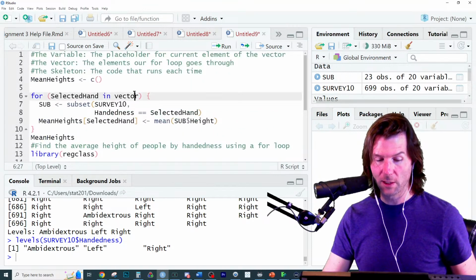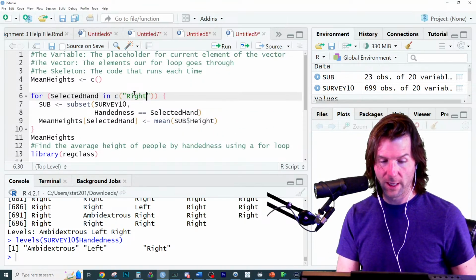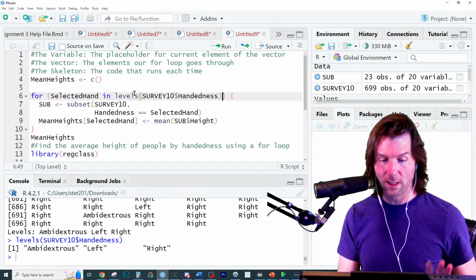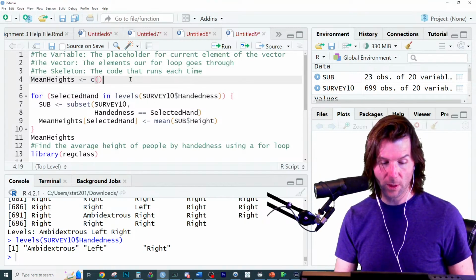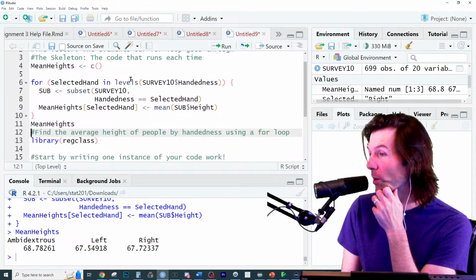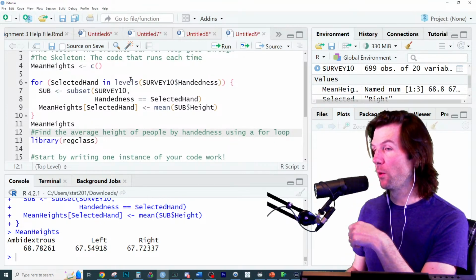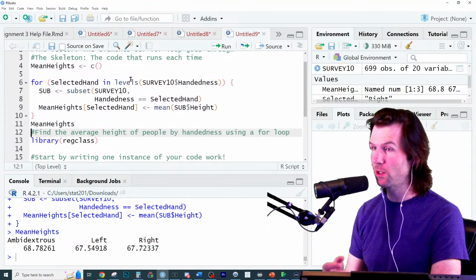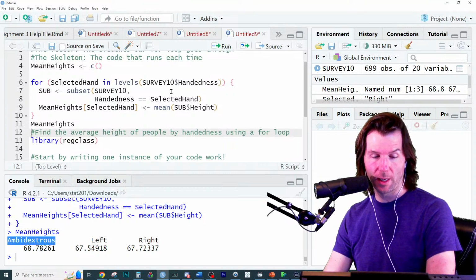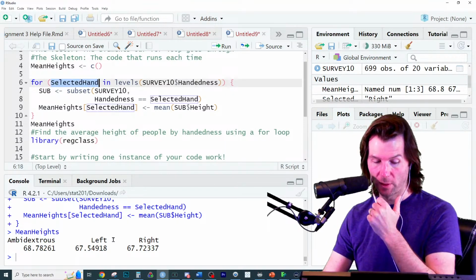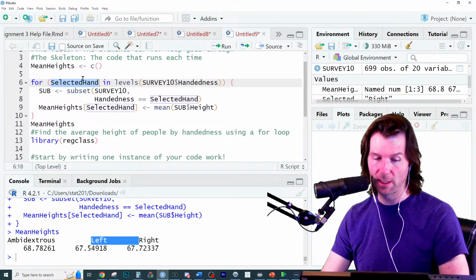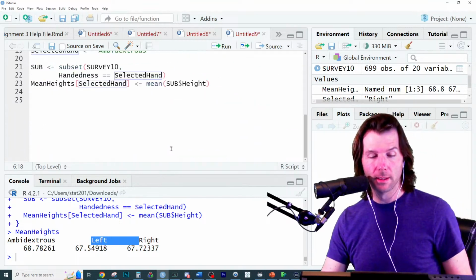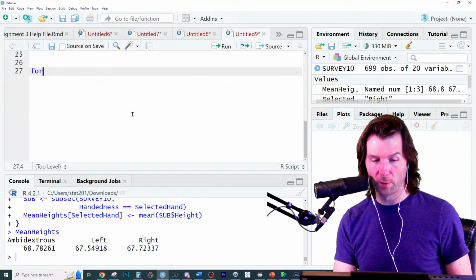So when my for loop runs, I could just go here and do this. I could say right, left, but why not just input the levels? Why not input this right here? And then guess what? It works. So this did all the work for us and did it individually by cycling through and changing it. The first time this runs, it input ambidextrous right here for selected hand and ran the code. The next time it ran, it input left-handed for selected hand and ran the code because it's doing a different level each time.